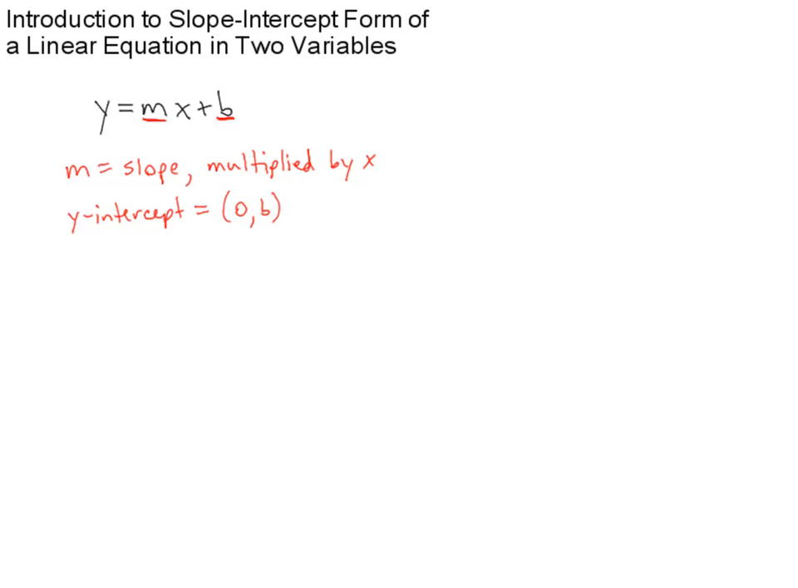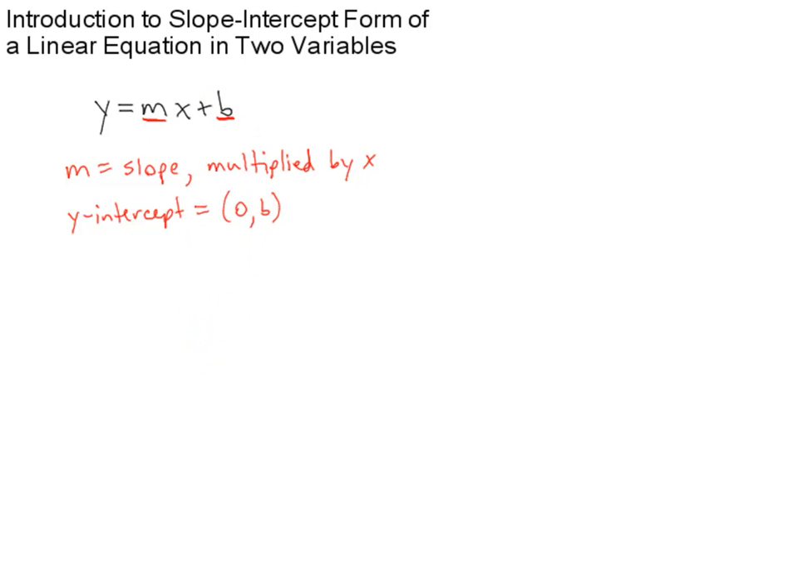So I really like the name of slope-intercept form because it's got the word slope in it, and slope comes from the equation, and it's got the word intercept in it, and in particular it gives you the y-intercept. So if you have the slope-intercept form of the equation, you automatically have the slope and the y-intercept.